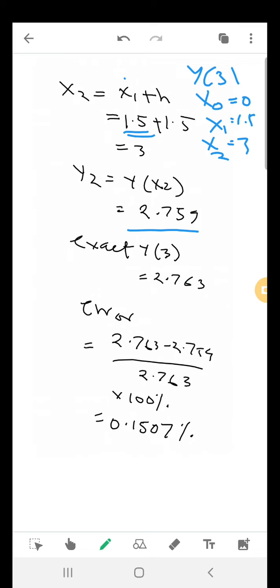That was our objective, and that came around 2.759. Now the exact value of y3 given is 2.763, so we can see that the error is very less, that is 0.1501. We find it by the exact value minus the obtained value, divided by the exact value, into 100. So this is the error, and it's very less. So this is how an equation is solved by the Runge's method.